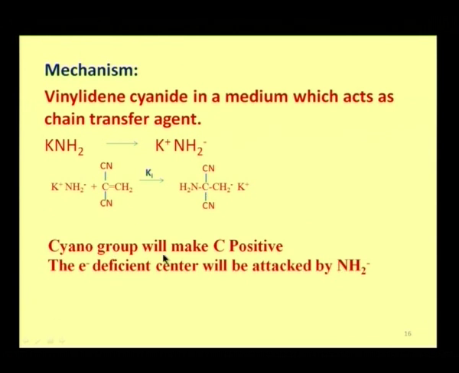Now, the cyano groups make the carbon positive in your monomer molecule, and this electron-deficient center is very easily attacked by the NH2- part of the catalyst, which is nothing but your nucleophile, that attacks the carbon very easily to form a carbanion. This is the basic simple mechanism for the initiation reaction.